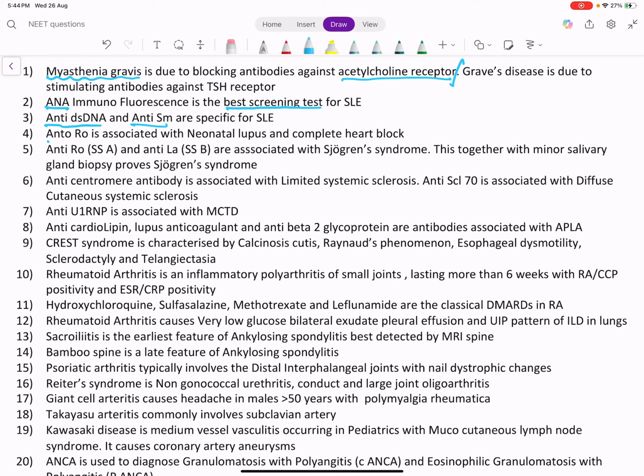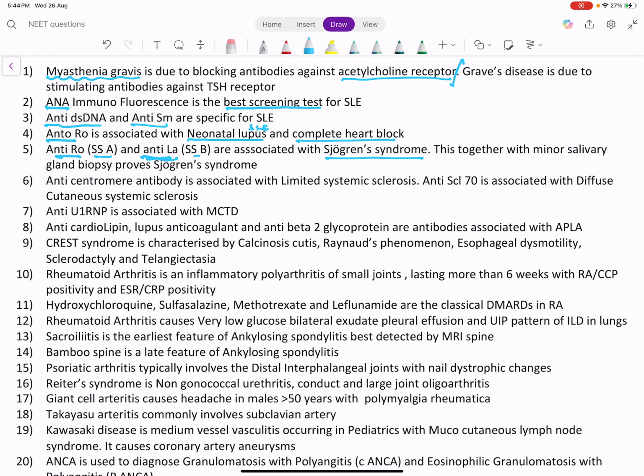They are anti-Ro and anti-La. Anti-Ro, if present in SLE, is associated with neonatal SLE and complete heart block in newborns. But actually anti-Ro and anti-La, that is SSA and SSB, are associated with Sjogren syndrome. The SS stands for Sjogren syndrome. So anti-Ro and anti-La are actually associated with Sjogren syndrome.